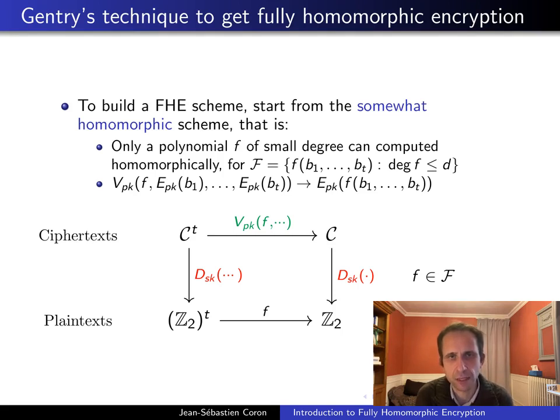And so we have this commutative diagram in which if we start from t ciphertexts, we can publicly evaluate homomorphically the function f on these ciphertexts, and so we obtain a new ciphertext. And if we decrypt this ciphertext C on the bottom right, we obtain exactly the same answer as if we follow the other path: if we first decrypt each ciphertext separately, and then we compute the function f on the bits of the plaintext.